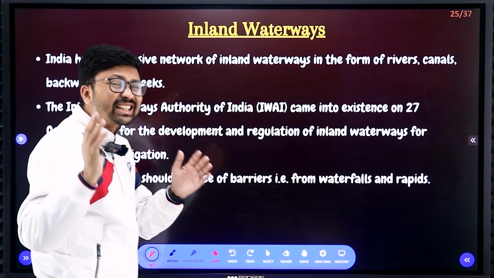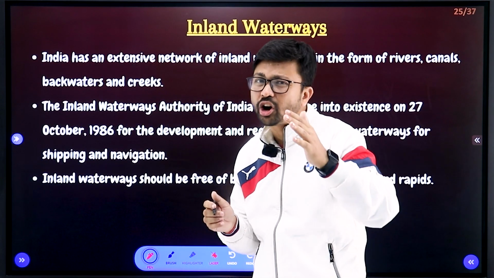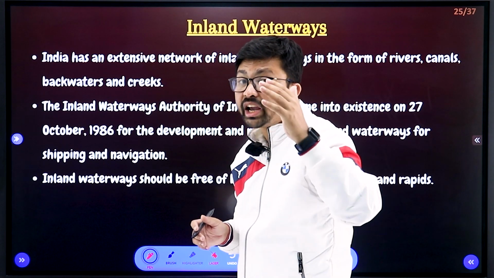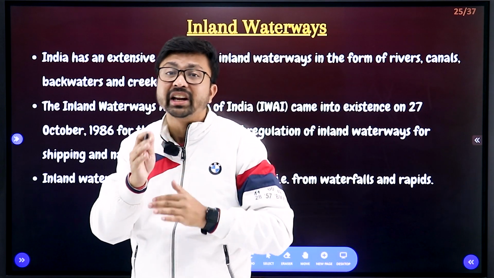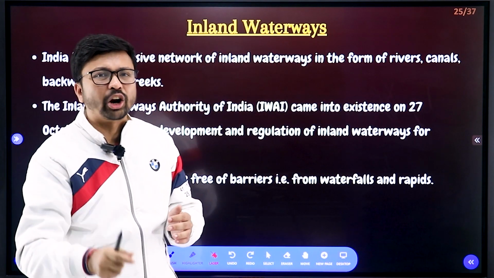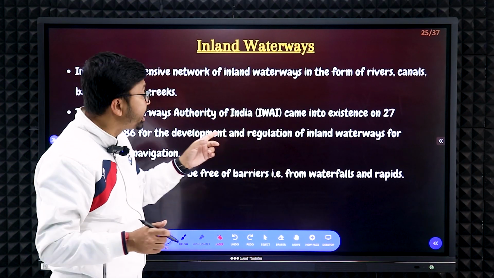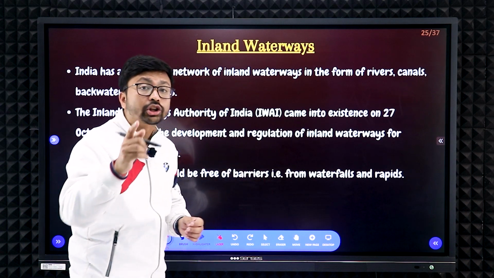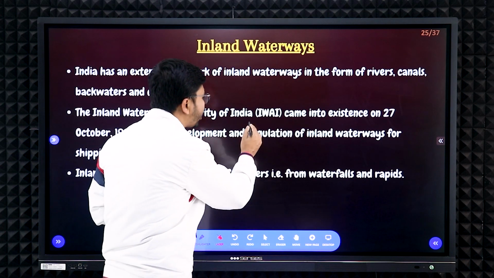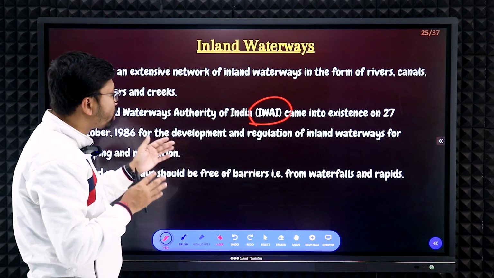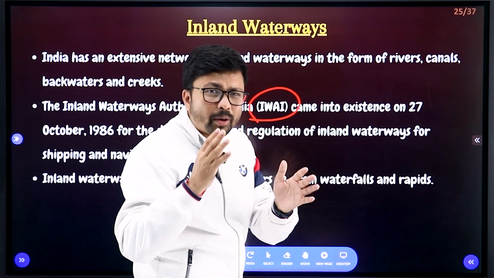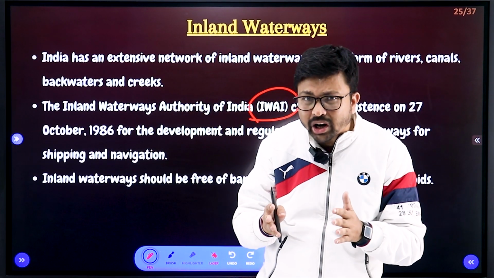Now next one, inland waterways. Inland waterways, like national highways, are also divided into national waterways. Who looks after those things? They are looked after by the IWAI, which means Inland Waterways Authority of India. They look after those things. In India, there are so many waterways. National waterways are there.